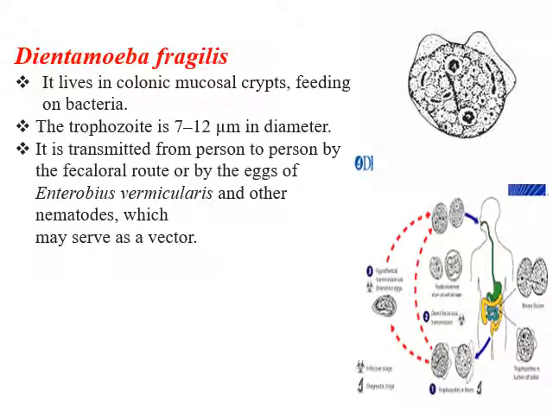Dientamoeba fragilis lives in the large intestine, in the colon crypts, feeding on bacteria. The trophozoite measures up to 12 micrometers in diameter. It is transmitted from person to person by the fecal-oral route, and also by the eggs of Enterobius vermicularis and other nematodes, which may serve as a vector for these parasites.